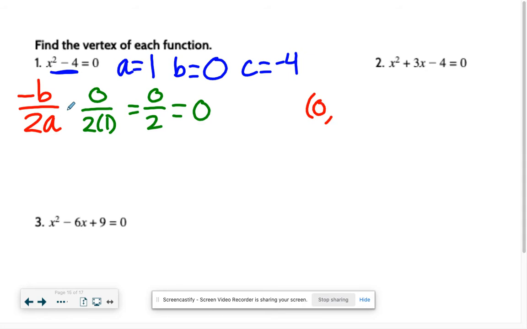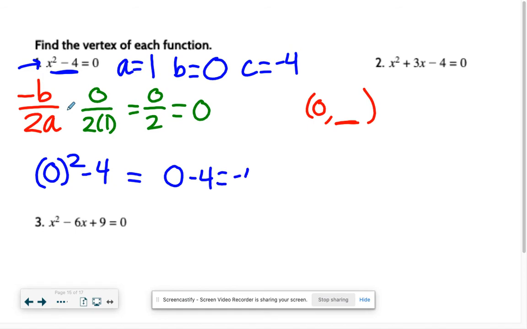Now we got to find that y, right? You guys remember how to find y? Yep, you plug back in to your equation. So wherever I see an x, I'm going to plug in 0. So I'm going to have 0 squared minus 4. Well, we know 0 squared is just 0 minus 4, negative 4. So we just found the vertex of number 1 to be 0, negative 4.